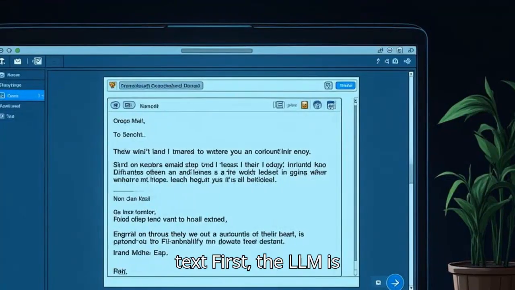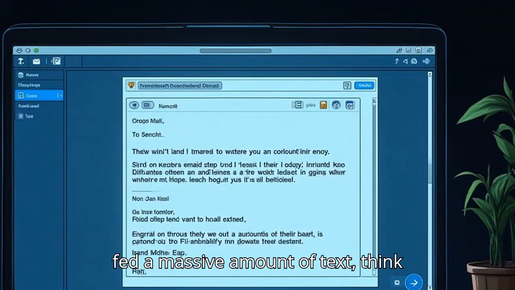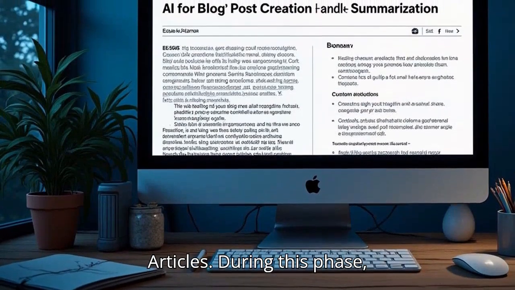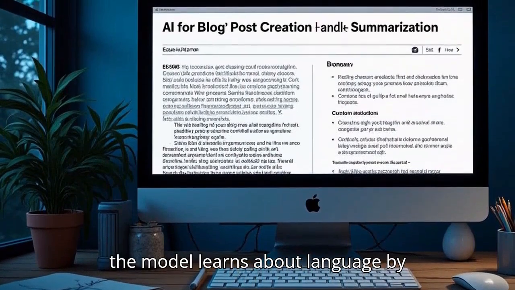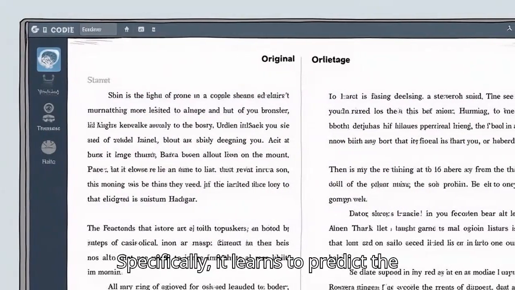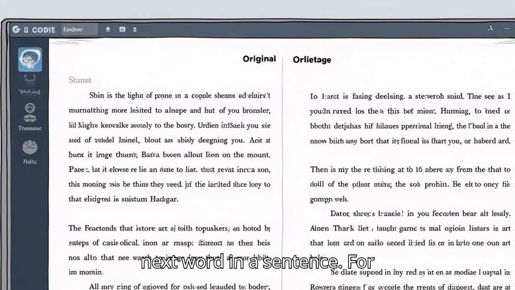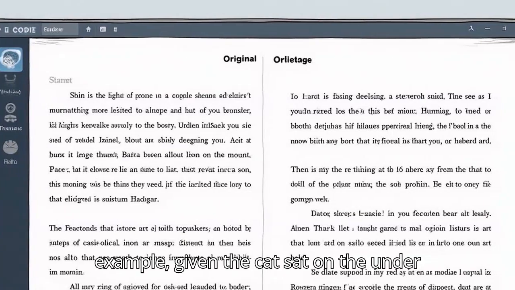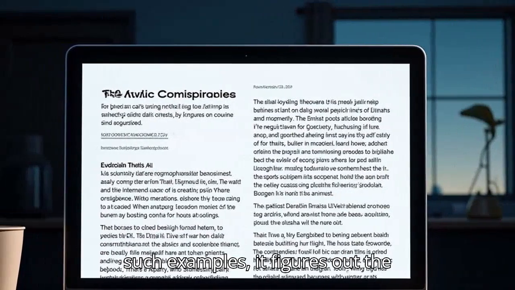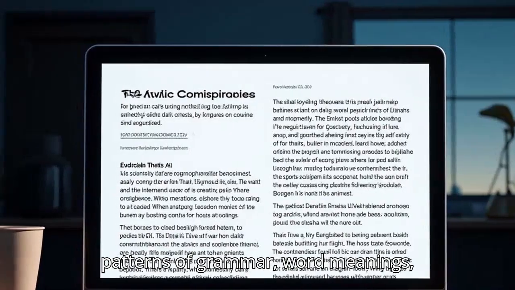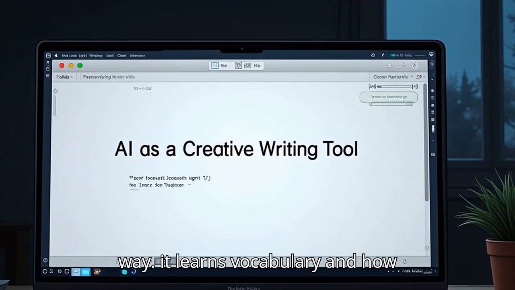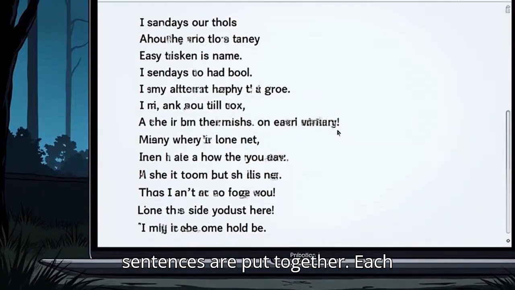1. Training on text. First, the LLM is fed a massive amount of text, think billions of web pages, books, articles. During this phase, the model learns about language by processing examples. Specifically, it learns to predict the next word in a sentence. For example, given "the cat sat on the _____," it should guess "mat." Over many trillions of such examples, it figures out the patterns of grammar, word meanings, and even some facts. In this way, it learns vocabulary and how sentences are put together.